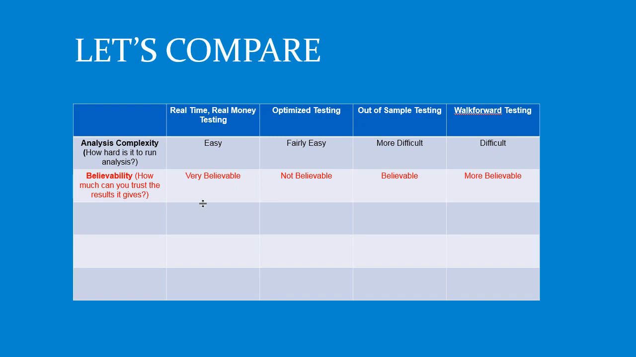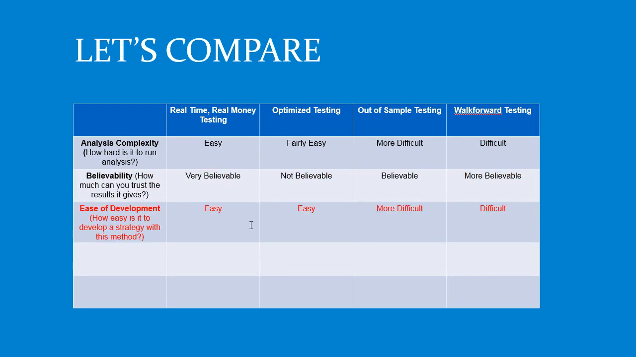Believability. Obviously, the most believable is the real-time, real money, right? If your strategy is making money or not, it's hard to beat a real money test, and that should be pretty evident. Optimized testing is on the other end, where I see optimized tests all the time, and I also see what happens when they go to real time and they fall apart. So they're not very believable. Out of sample is believable. Walk forward testing is more believable. So real money testing is obviously the best one, followed by walk forward testing.